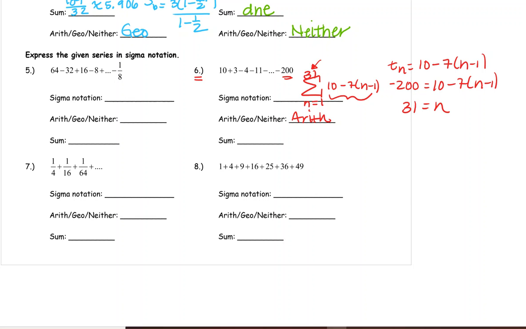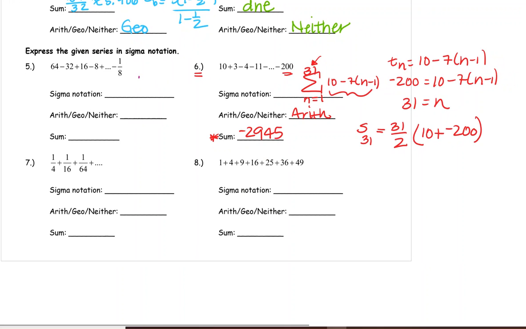Okay, and then again, this part here is not new. This is finding the finite sum, which we did a few class periods ago. So this would be S sub 31, because that's how many terms I have. And that would be 31 over 2 times the first term plus the last term, because it's arithmetic. So once you compute that, you get 2,945.